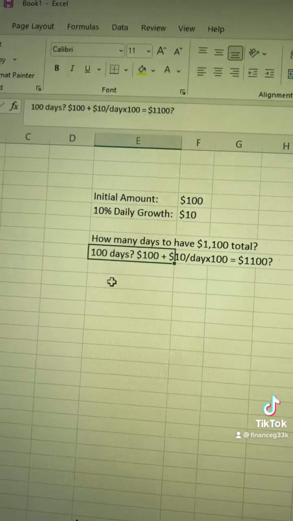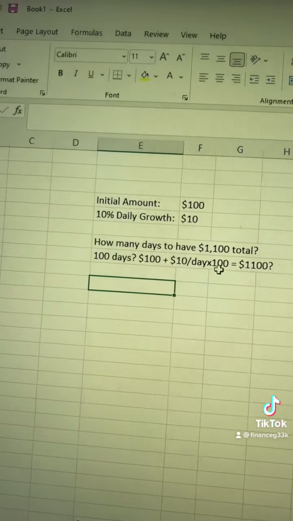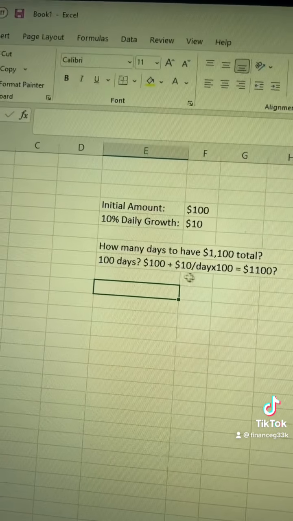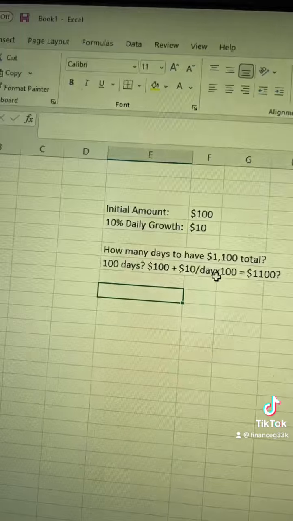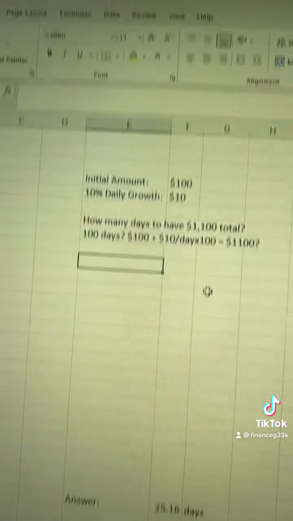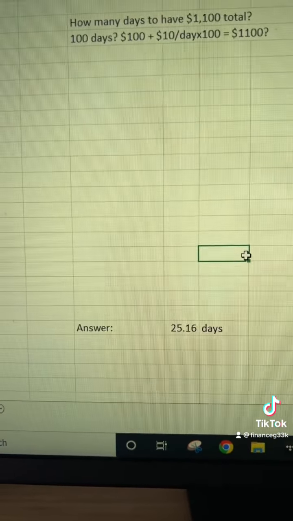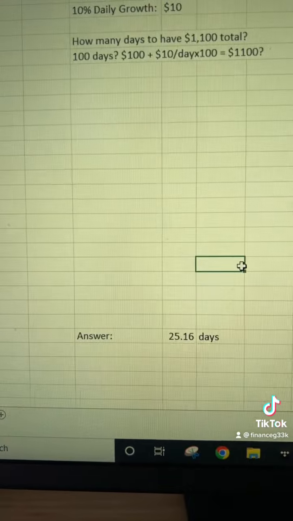You might think the answer is 100 days because you start with 100, you generate $10 a day times 100, 100 times 10, that's 1,000. So $1,000 generated plus the 100 would equal 1,100, right? It would be 100 days. Well, that would actually be wrong. The correct answer is only 25 days, and that's because of the power of compounding earnings.